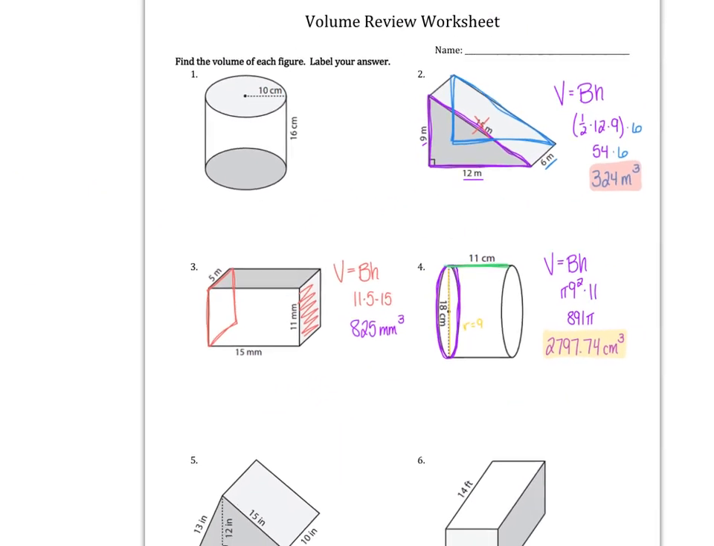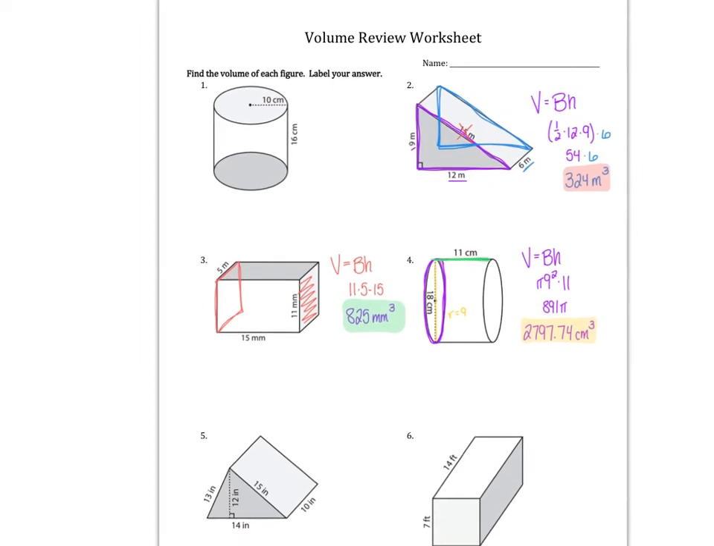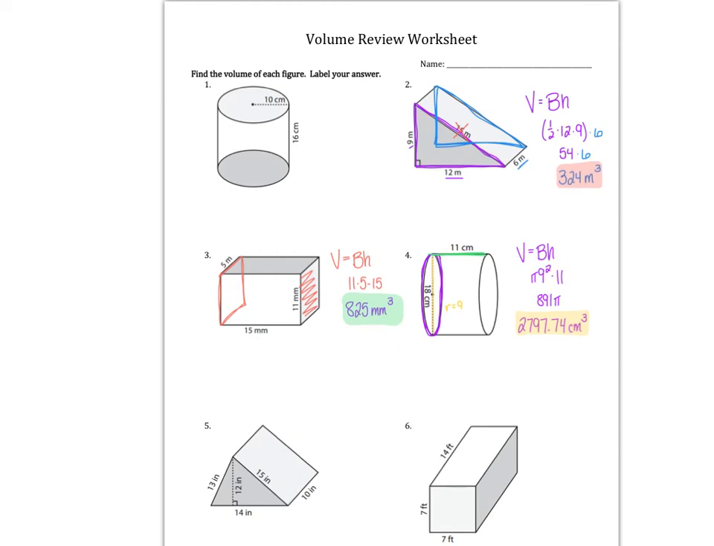So there's 3 more shapes on this side. I've done 3 of them for you. And so you need to do the number 1, number 5, and number 6 on your own.